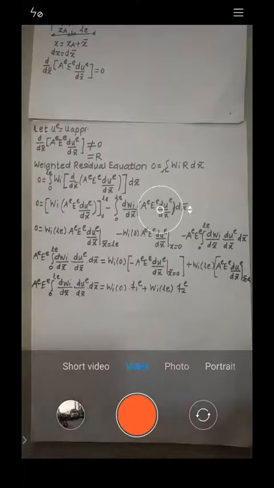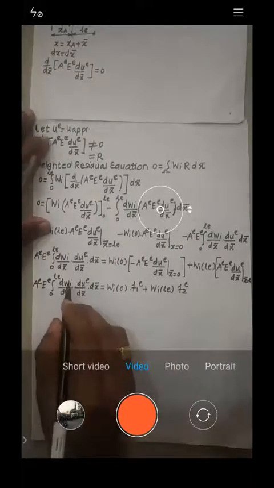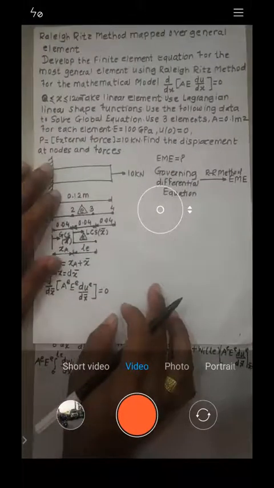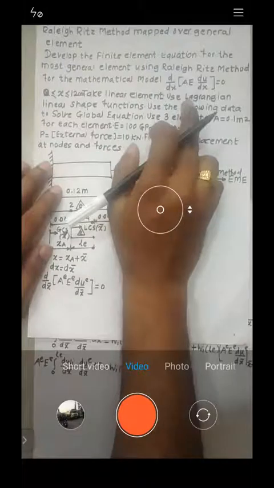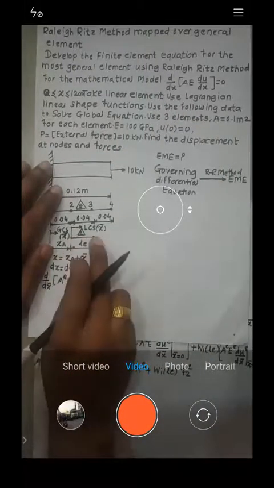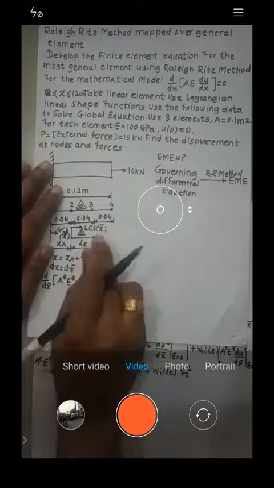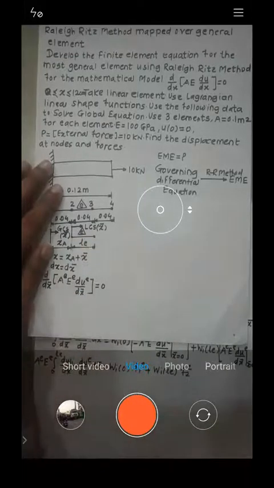Okay. So here what we require is U, we require W. See what is given? Take linear function, take linear element. What is a linear element? The element with two nodes. So whatever element we have taken, with how many nodes? Two nodes. Is it okay or not? What is the meaning of linear element? The element with two nodes is called linear. The element with three nodes is called quadratic.